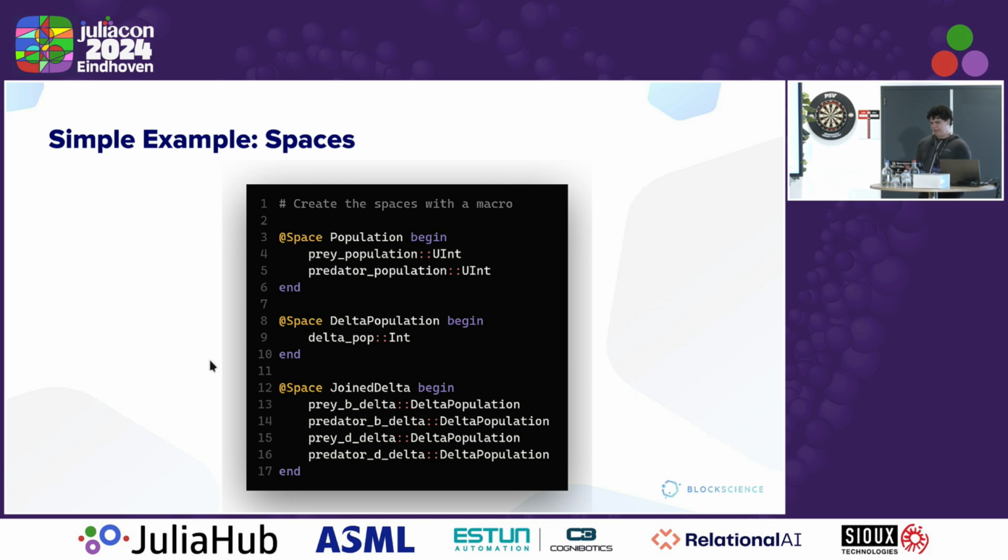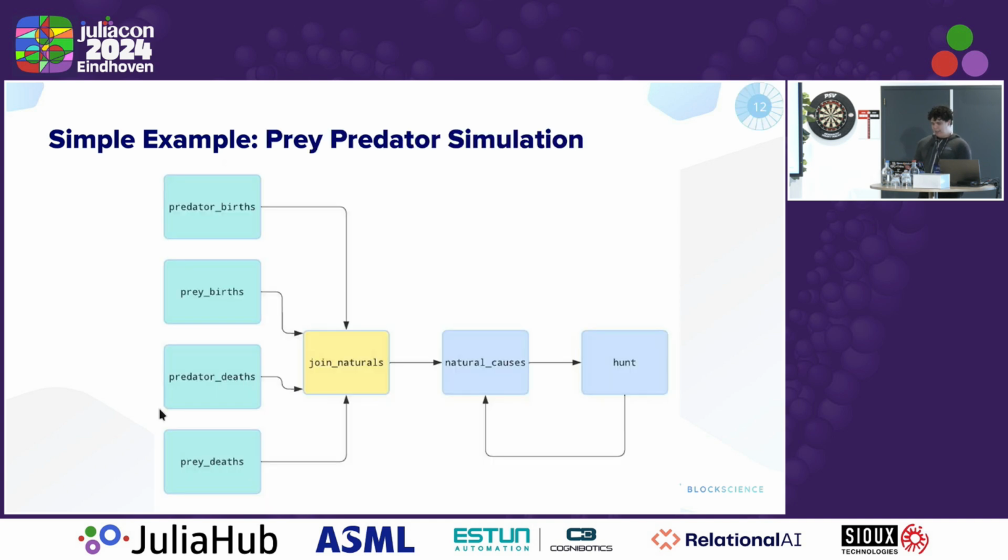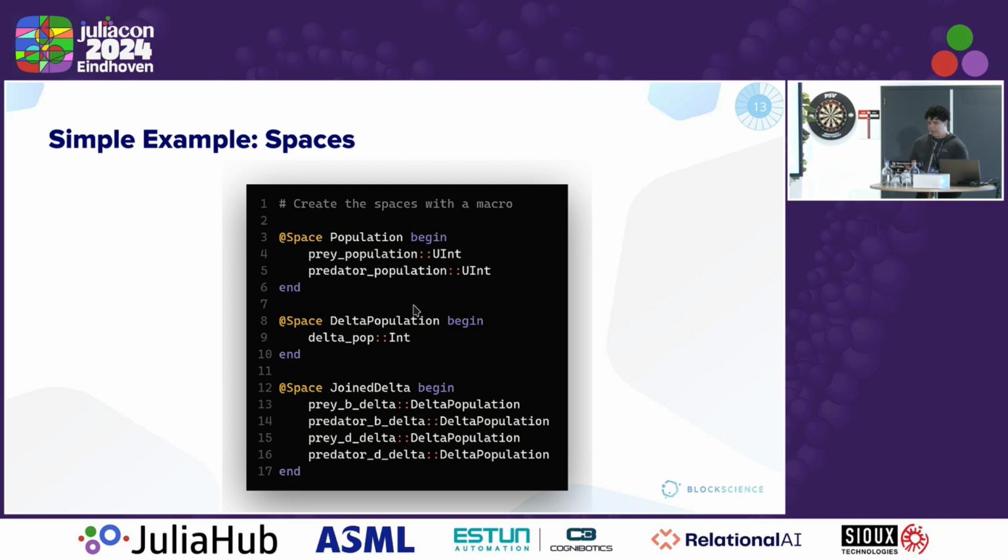I asked the Julia runtime to choose the size for me based on where it's running, so no size annotation. Also, I created another space called delta population, and that delta population is an integer, so it can be negative. That delta is basically just the amount of change of a population during the simulation. And the joined delta space is a data structure that is going to be concatenated in this join naturals block. It's going to be a bit clearer later on.